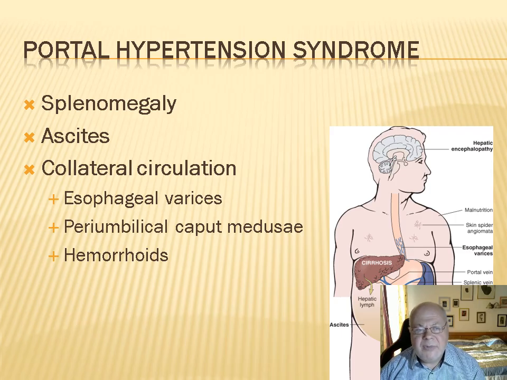Because otherwise we can have splenomegaly for other reasons, isolated. We can have hemorrhoids for other reasons, isolated. We can have ascites from other reasons, isolated. When they are isolated and not together, they are not portal hypertension syndromes. So only together they form the syndrome.